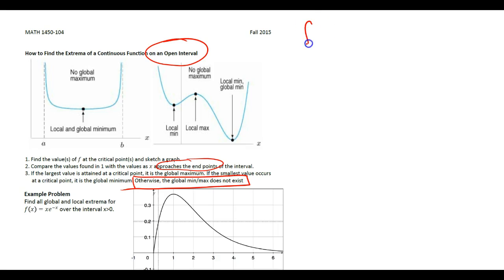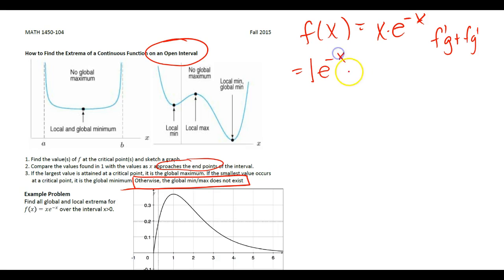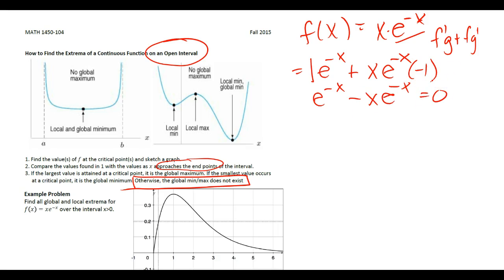So let's try this. The function in this sample is f of x equals x e to the minus x. All right, we have to use our product rule, don't we? So our product rule is f prime g plus f g prime. The derivative of x is just 1, and then just g, plus x times the derivative of g. Well, the derivative of e to the minus x is e to the minus x times the derivative of the exponent, which is negative 1. So this is e to the negative x minus x e to the negative x. Set that equal to 0. Let's see what we get.